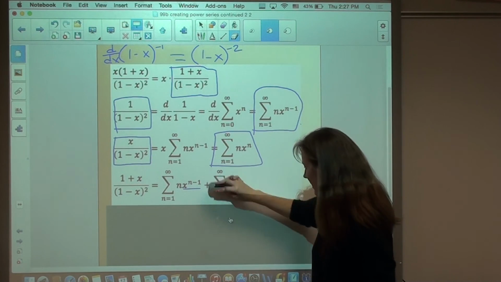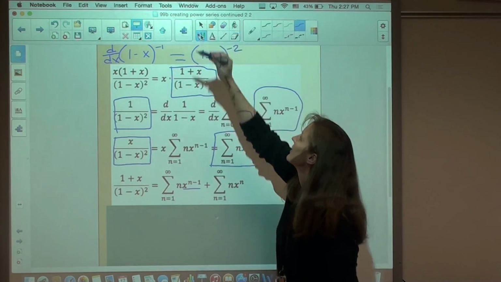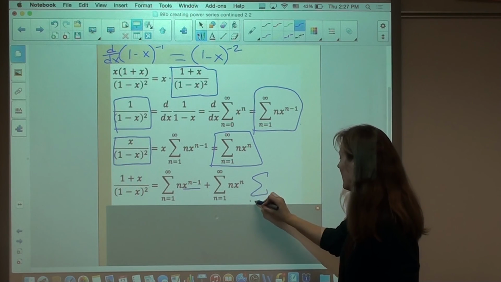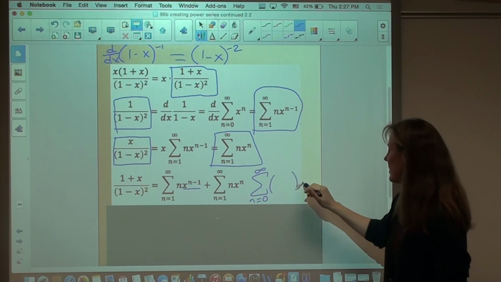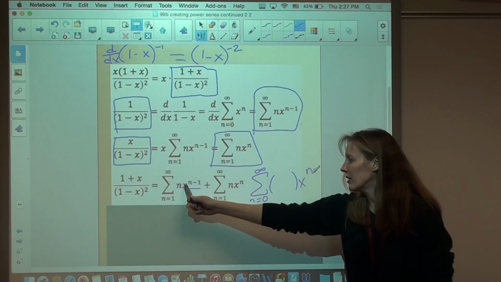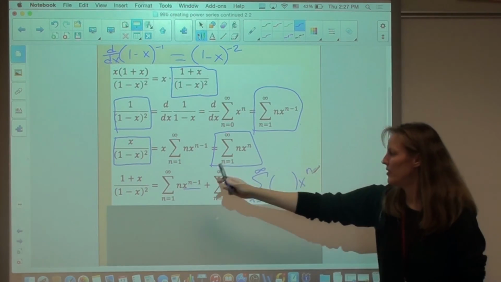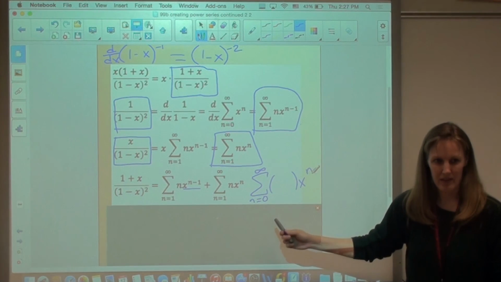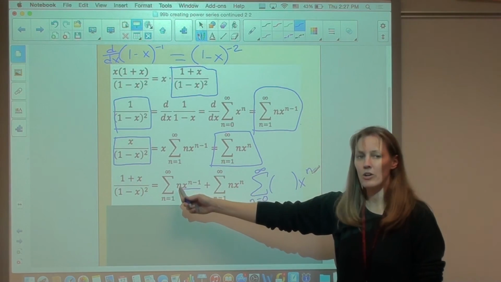Okay, ignore this guy for a minute and just look at this guy right here. So if I have a sum as n goes from 0 to infinity, and ignore the n for a second, let's just look at the x's. If I plug in a 1 here, I get x to the 0. If I plug in a 0 here, I get x to the 0. This for the x's and this for the x's are equivalent. Does that make sense?